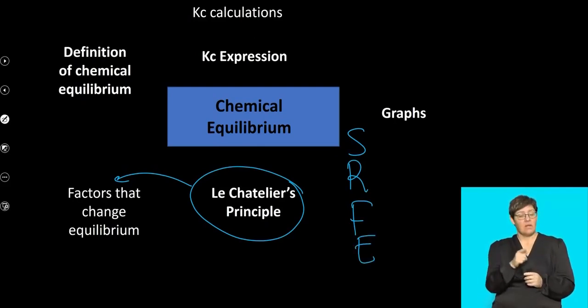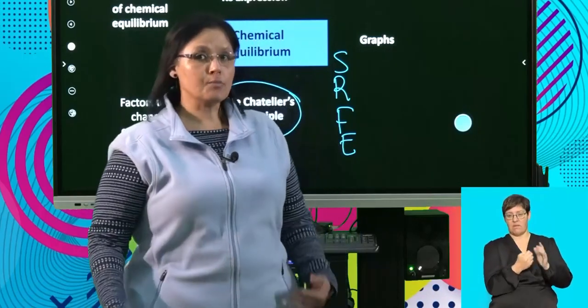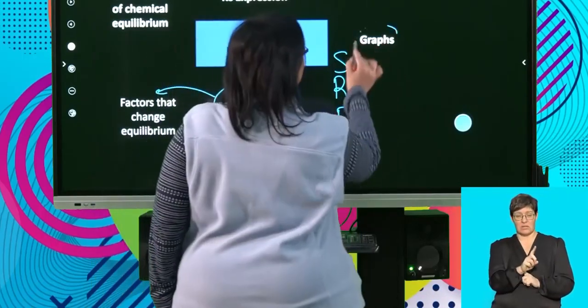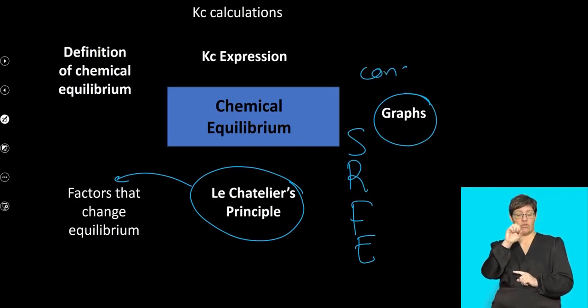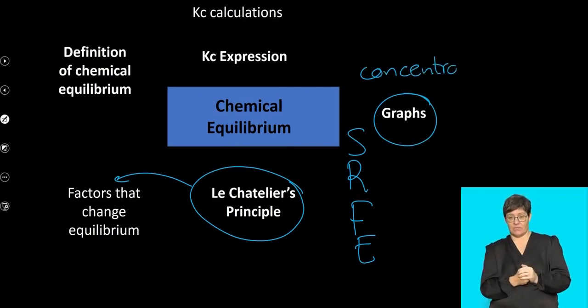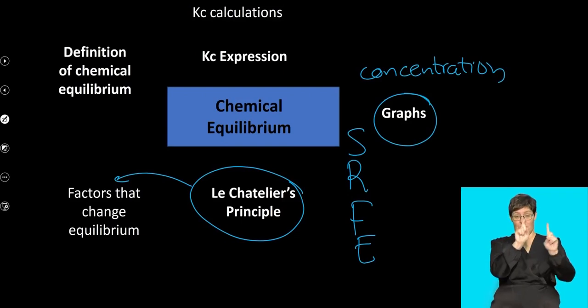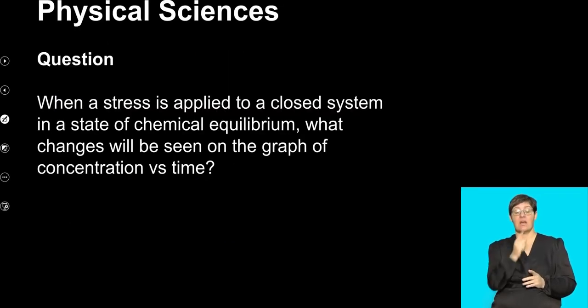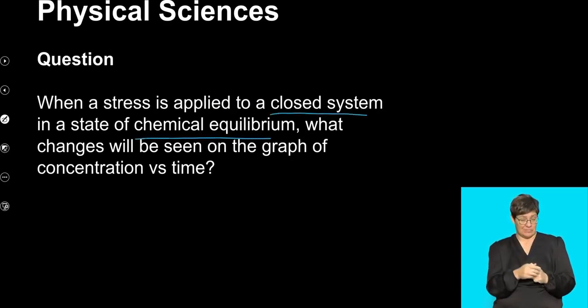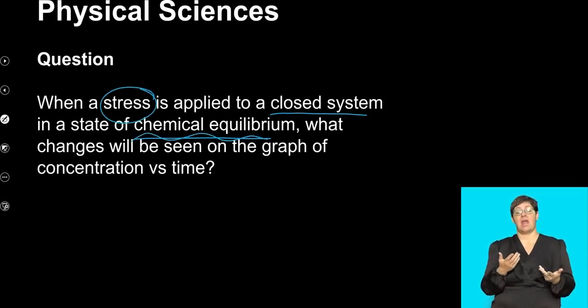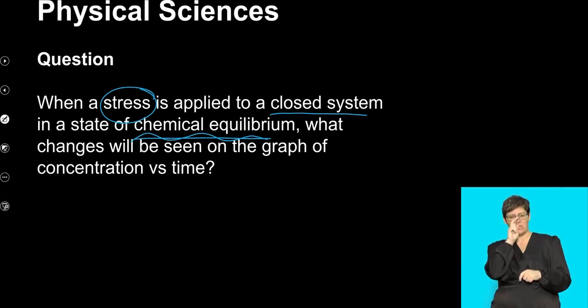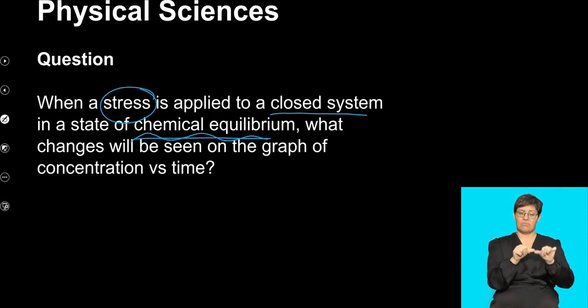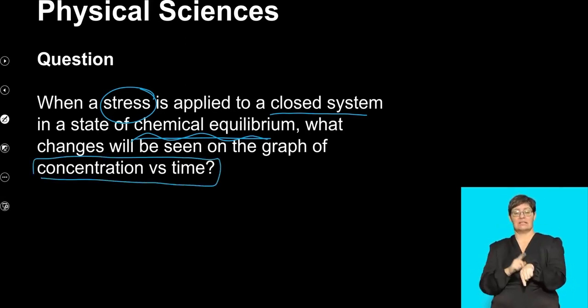In this session, I would like us to look at graphs. I specifically want us to look at concentration graphs, and these concentration graphs are now linked to Le Chatelier's principle. When a stress is applied to a closed system in a state of chemical equilibrium, remember this stress must be applied where there's chemical equilibrium, what changes will be seen on the graph of a concentration versus time graph?